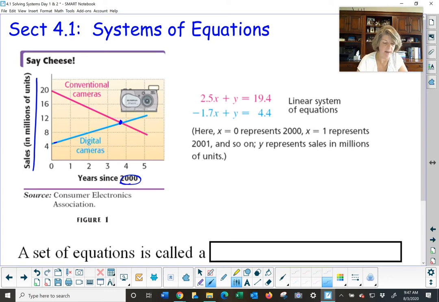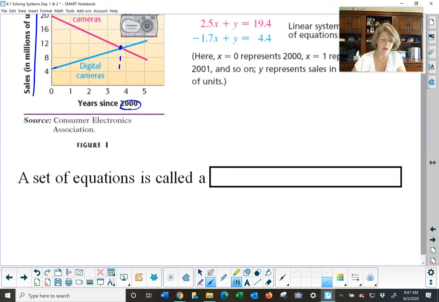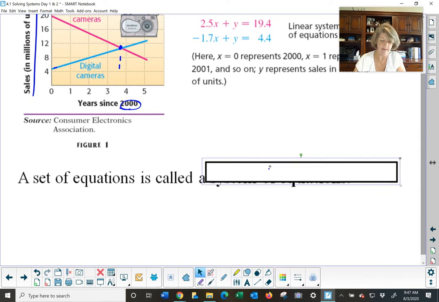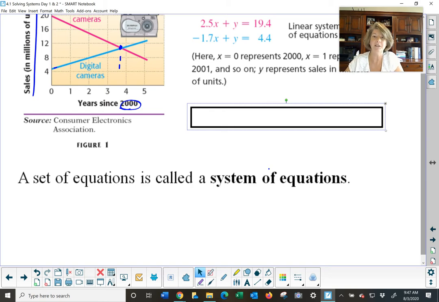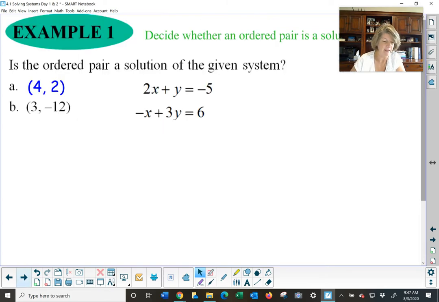And it looks like that happened at, I don't know, 3.5, 3.6. So maybe 2003, June, July, somewhere in that time frame, the sales were actually equal. A set of equations is called a system of equations. And that means that we're just working with more than one equation. We've got a system going.